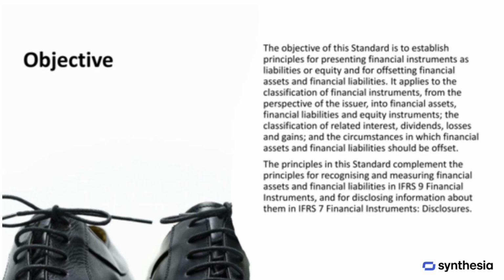The main goal of this standard is to provide clear principles for presenting financial instruments as either liabilities or equity, and for determining when financial assets and liabilities can be offset. It guides the classification of financial instruments from the perspective of the issuer, covering financial assets, financial liabilities, and equity instruments, as well as the treatment of related interest, dividends, gains, and losses. The standard also explains the circumstances under which financial assets and liabilities should be presented on a net basis. These principles work alongside the rules for recognizing and measuring financial instruments in IFRS 9 and for disclosing information about them in IFRS 7.